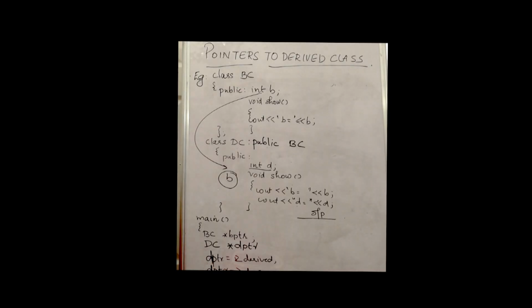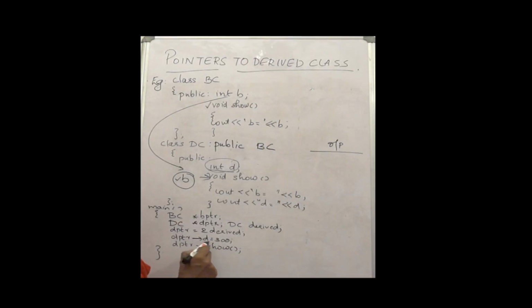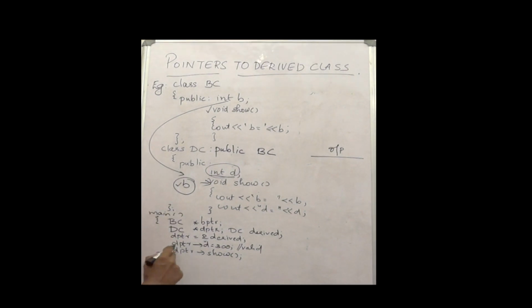Now consider another situation in which we are creating a pointer of derived class DPTR, and DPTR is assigned its own object's address, that is DPTR equal to ampersand derived. Now we are assigning value 300 to D using its own pointer. DPTR arrow operator D equal to 300. So this is surely a valid statement because D is a data member of class DC and DPTR is a pointer of DC class. So DPTR D equal to 300 is valid.